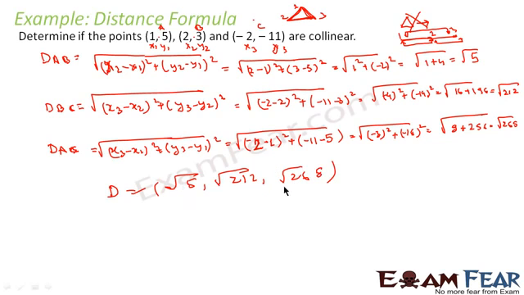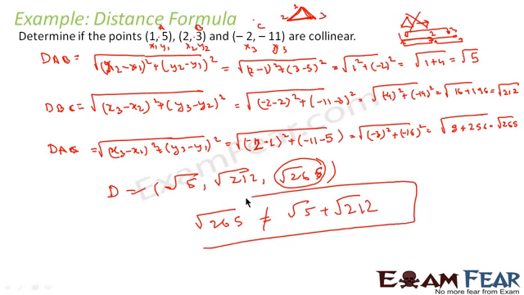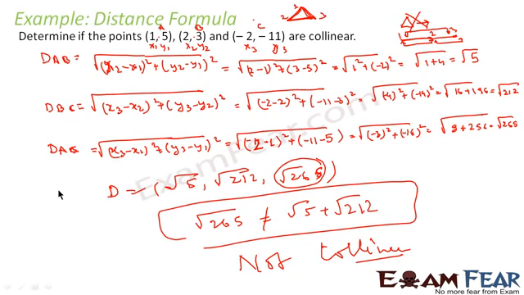The best thing we should do here is take the maximum distance, that is root 265. Root 265 is not equal to root 5 plus root 212. Since this is not equal, we are saying that they are not collinear. Very simple, just find the distance between the points. Take the maximum distance, because the maximum distance has to be equal to the sum of the other smaller distances. If it is not equal, we can say that they are not collinear. Let's take one more example.